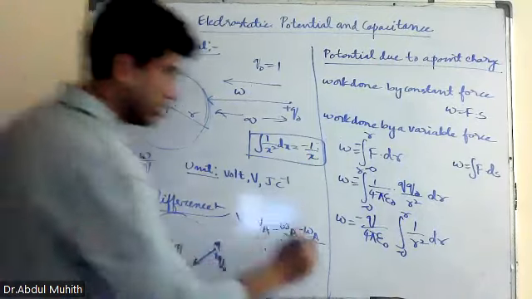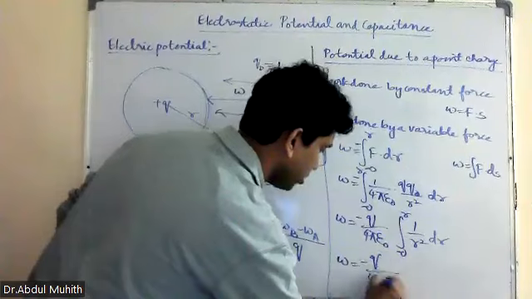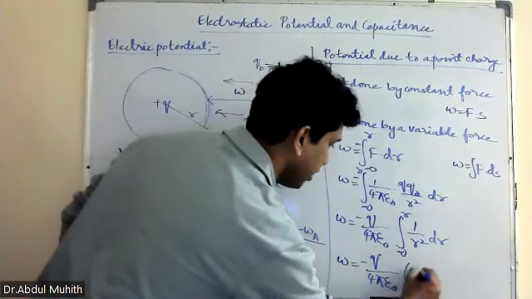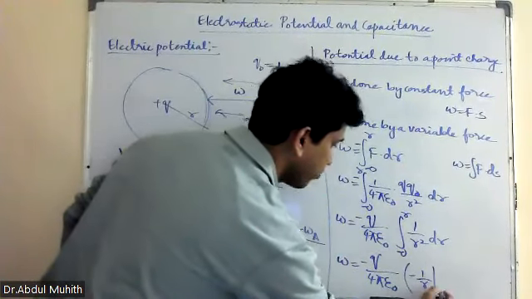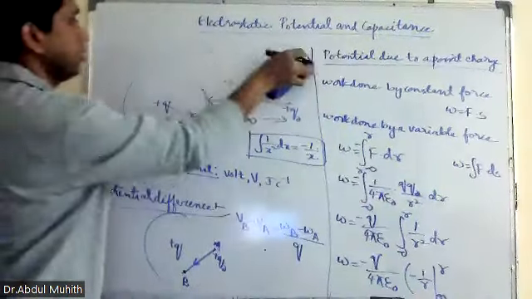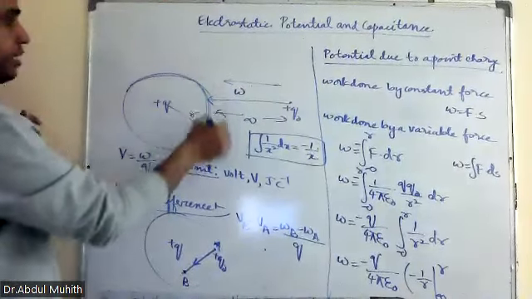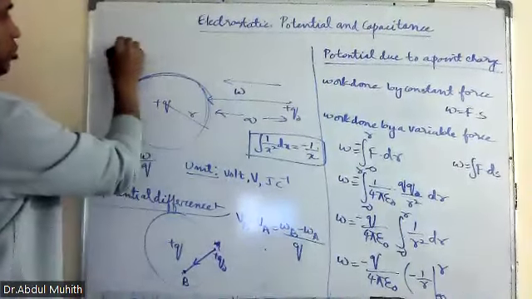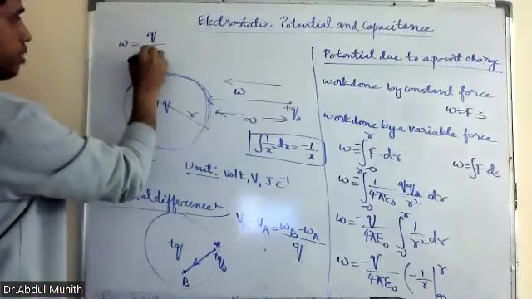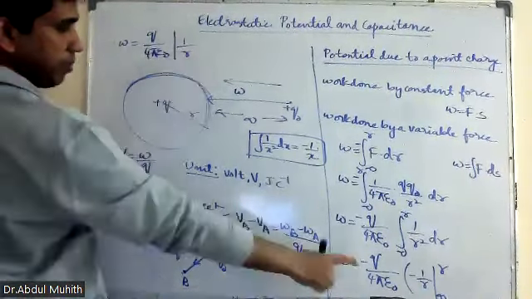So W is equal to minus Q by 4 pi epsilon 0 into minus 1 by x, minus 1 by R, from infinity to R. Okay, so I'm erasing this part here. You can use the same diagram for this also. Now W is equal to what? Minus of minus will become plus Q by 4 pi epsilon 0, into 1 by R, upper limit minus lower limit.